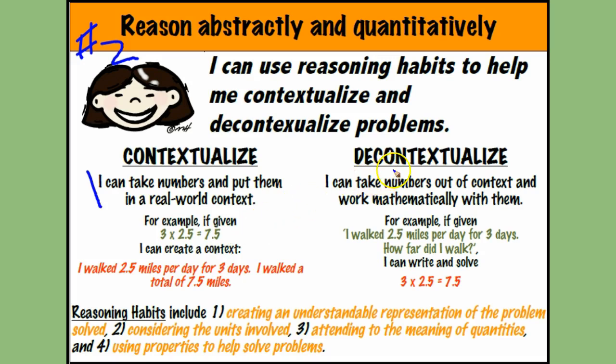And then decontextualize it. Here, it's the same example: I walked 2.5 miles per day for 3 days. How far did I walk? So that's what they mean about contextualize and decontextualize. Take the short word, context. What is the situation that you're in? Okay, and that's what they're talking about. Let's go on to the third one.